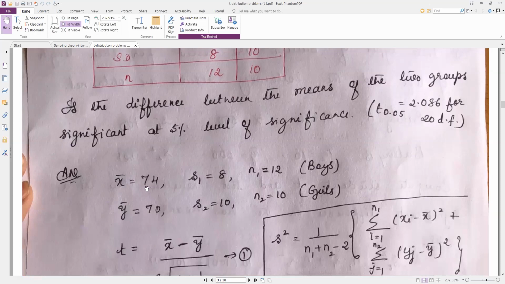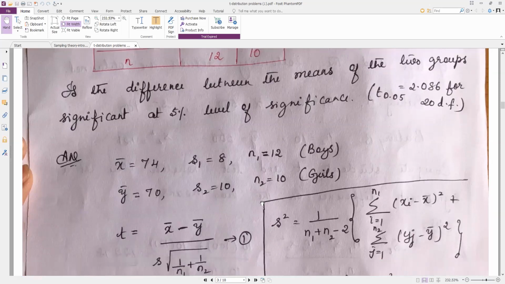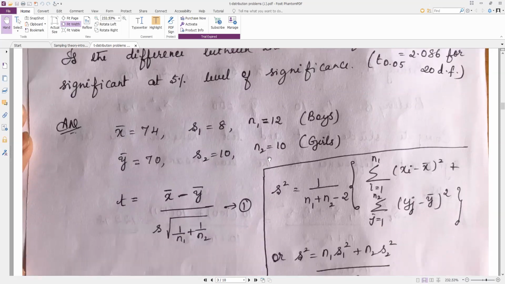Now here two samples are given. Whenever two samples are given, you need to apply t distribution, this formula: x bar difference y bar divided by s into square root of 1 by n1 plus 1 by n2. And how to calculate s here?